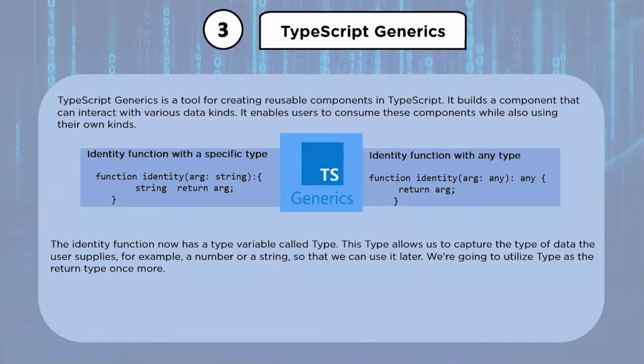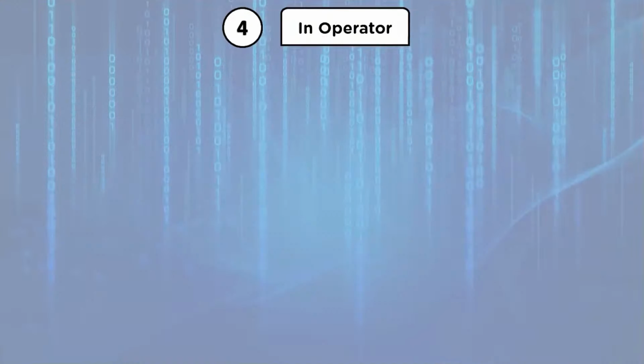The identity function now has a type variable called Type. This type allows you to capture the type of data the user supplies, for example, a number or a string, so that you can use it later. You are going to utilize Type as the return type once more. Next, we'll look at the in operator.